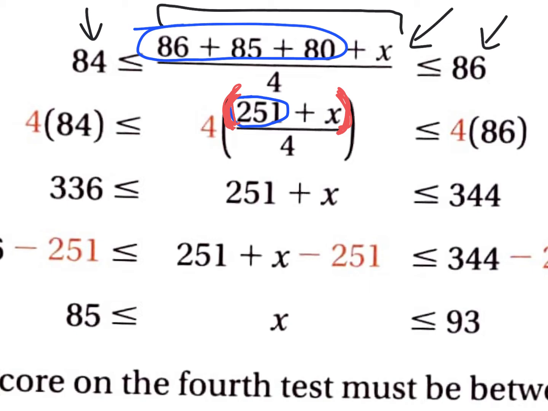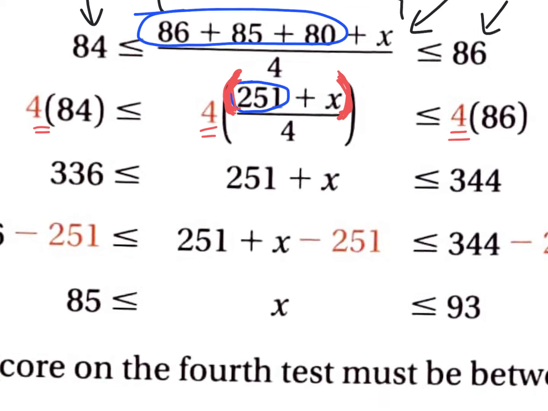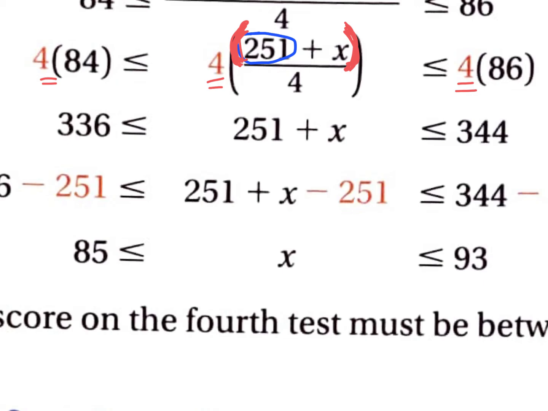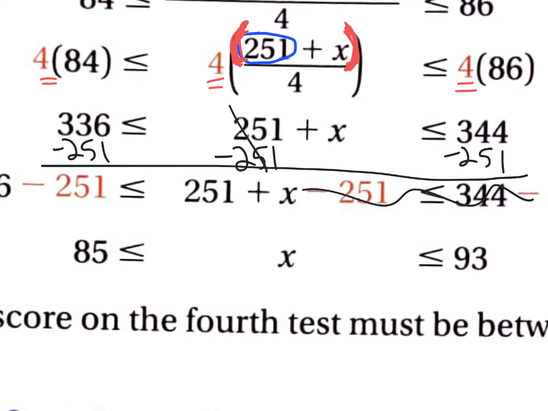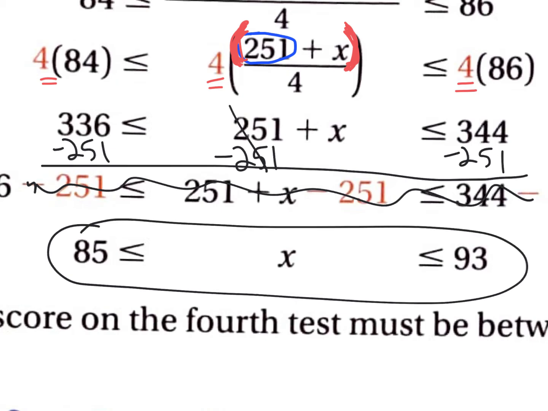So anyway, that numerator is being divided by 4. What we could do is multiply all 3 parts of the inequality by 4, and that eliminates the fraction. At that point, you could say they're adding 251, so you could subtract 251 from all 3 parts. They're just showing it a little bit differently in the book. They're writing some extra stuff there that we don't really have to write out. It ends up that the last test would need to be between an 85 and a 93 inclusive.